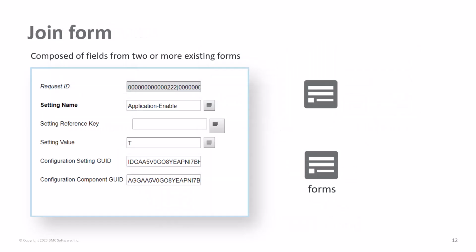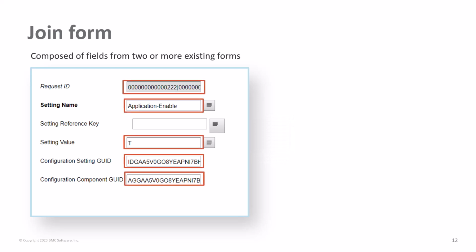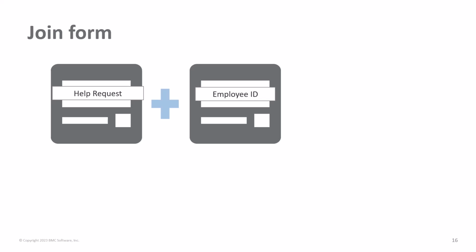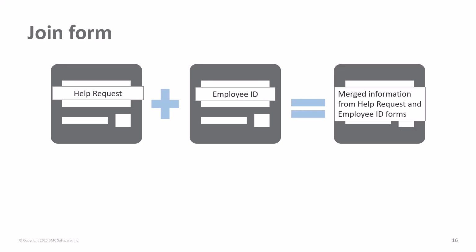Use join forms to derive data from other existing forms, or to display data stored in multiple forms in a single form. Join form uses searches to combine fields from 2 forms. For instance, you can combine the information from the help request and the employee ID forms into a join form that displays the information from both the forms.